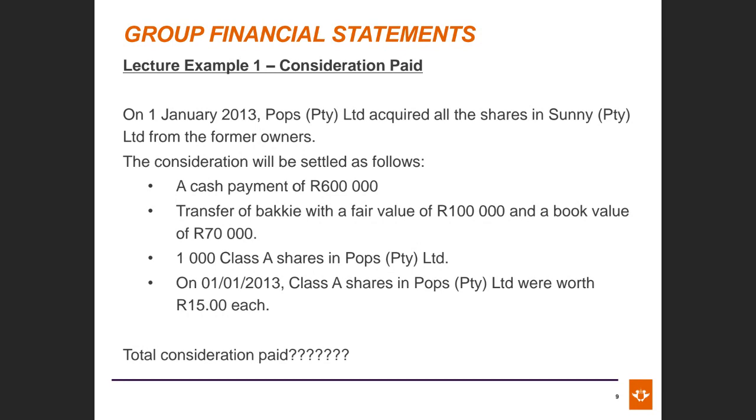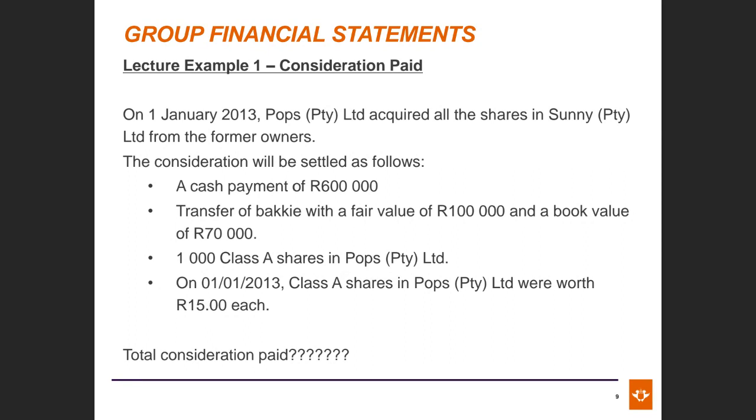So in this example here, on the 1st of January 2013, Pops Pty Limited acquired all the shares in Sunny Pty Limited from the former owners. The consideration will be settled as follows: a cash payment of 600,000 Rand, a transfer of a bakkie with a fair value of 100,000 Rand and a book value of 70,000 Rand, 1,000 Class A shares in Pops Pty Limited, and then on the 1st of January 2013, Class A shares in Pops Pty Limited were worth 15 Rand each. So we need to determine the total consideration paid.